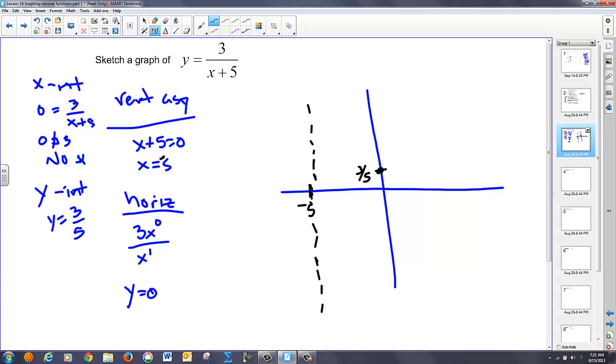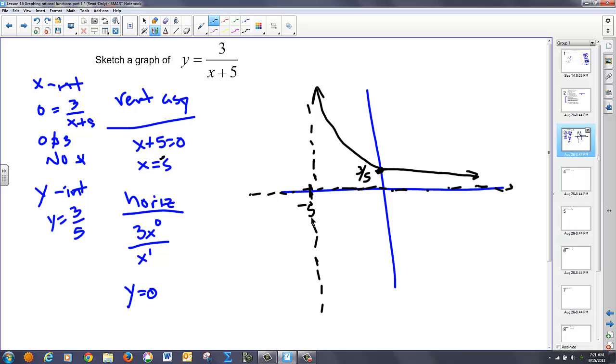I have a horizontal asymptote at 0. So that's going to be right here. Now, there's a couple of things I know about this graph. One is that it's got to go through this point at 3/5. So if it goes through the point at 3/5 and doesn't cross the axis, because I have no calculated x-intercepts, my graph has to move up here and it has to move over here. Again, it moves to the right because as x gets very big, y approaches 0.